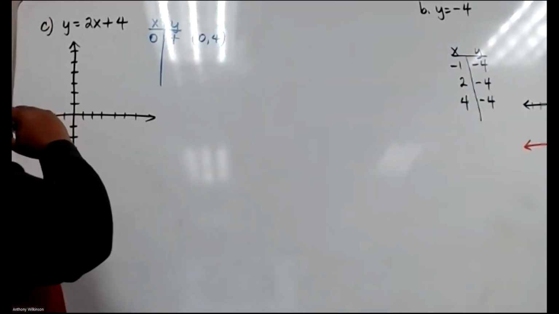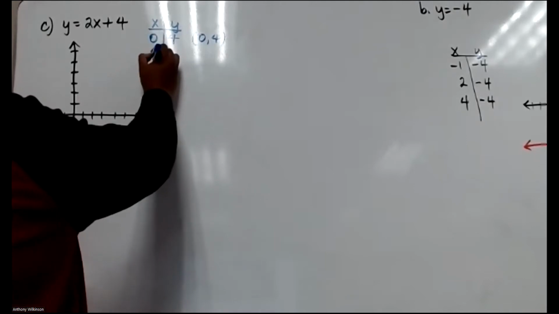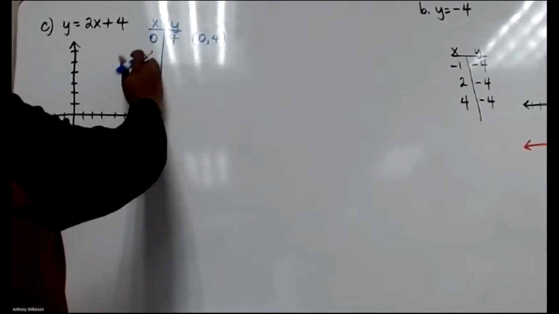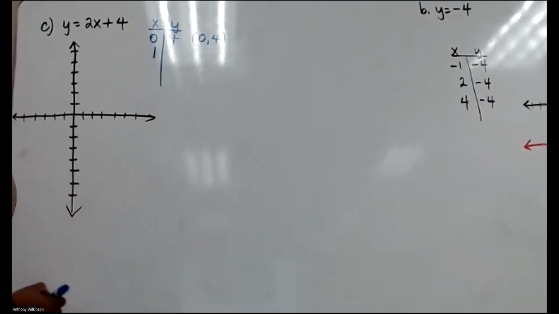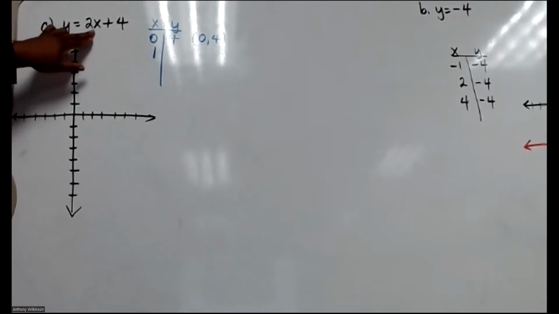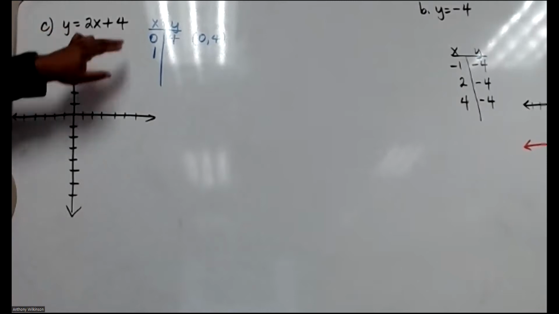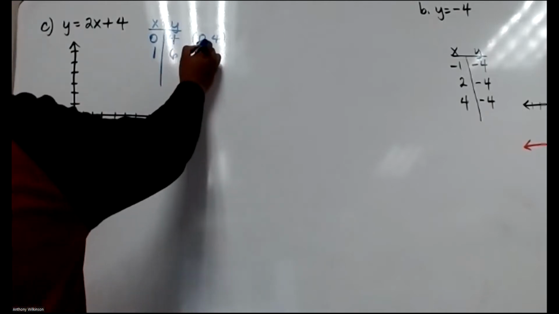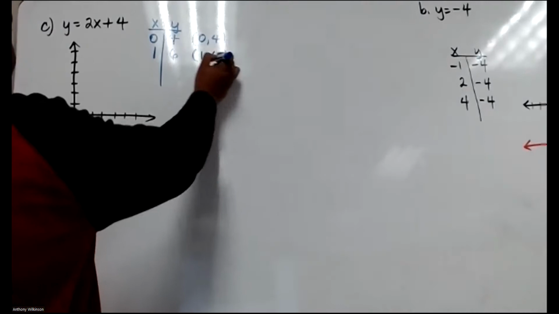Let's say for x is equal to 2, better not. Let's try 1. On the graphs that I gave you, it might work, but the one I have up here on the board won't. Let's say for x equals 1, 2 times 1 will be 2. 2 plus 4 is 6. The one ordered pair will be (1, 6).